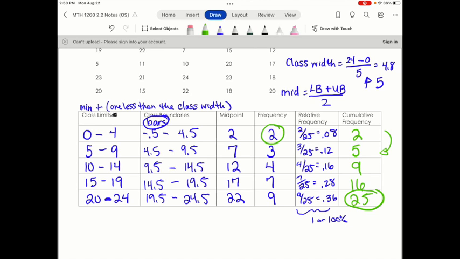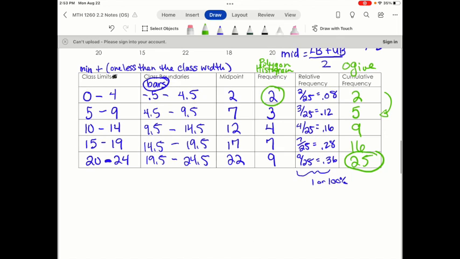Now, again, we're not going to work on this kind of graph in this lesson, but when you draw what's called an ogive, you would be drawing the cumulative frequency in a graph. Now, when we make the histogram, we're going to be using the frequency. And the same thing with the frequency polygon. We're going to be using the frequency column.